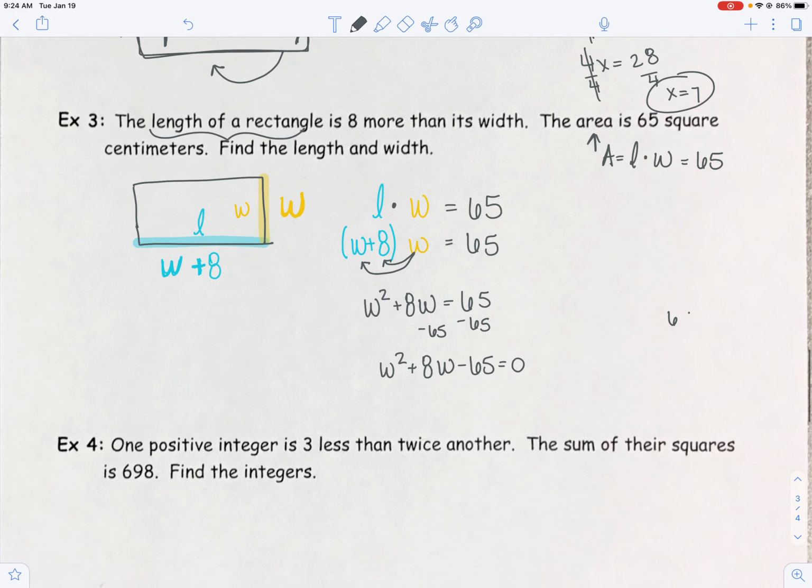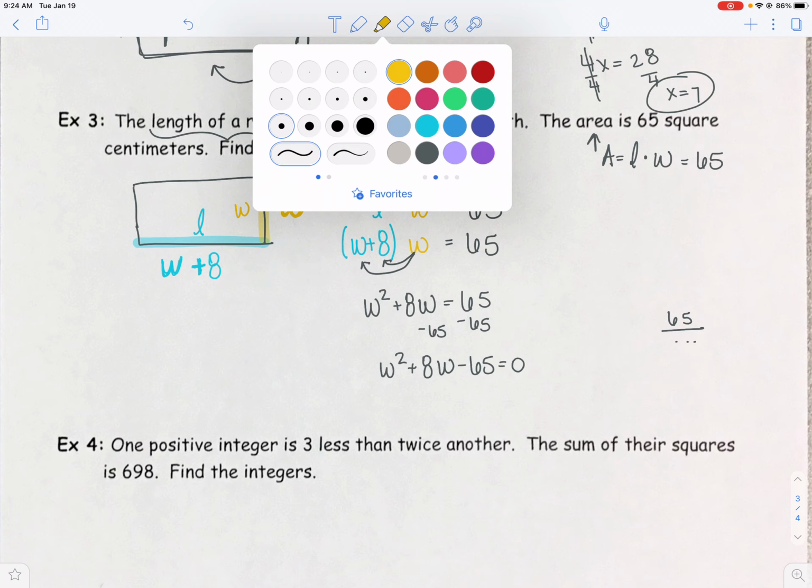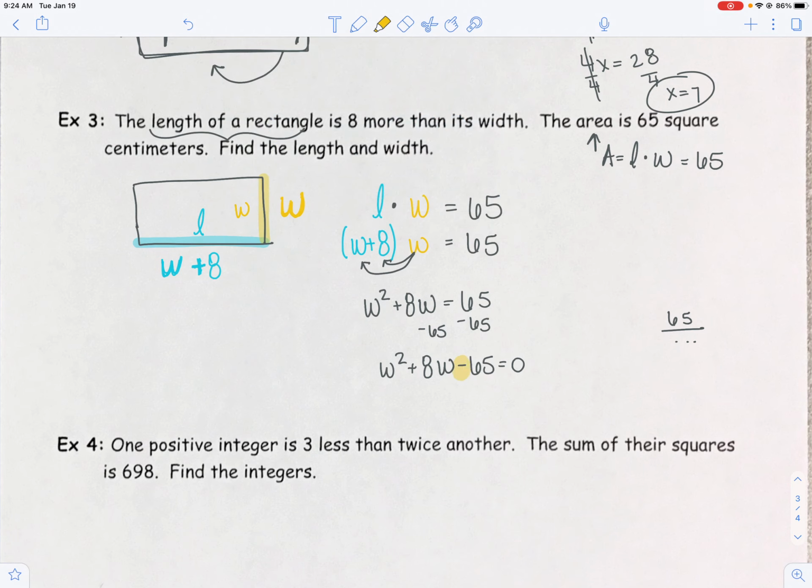So you're going to list off all your factors of 65. Find the two that multiply to 65 and add to positive 8. Well, because this is negative 65, I'm going to have opposite signs. And so the two numbers I will use are negative 5 and positive 13, which you'll plug in. You'll do factor by grouping, which is the rainbow method. And so you'll have W minus 5 and W plus 13 will be what you get when you factor it.